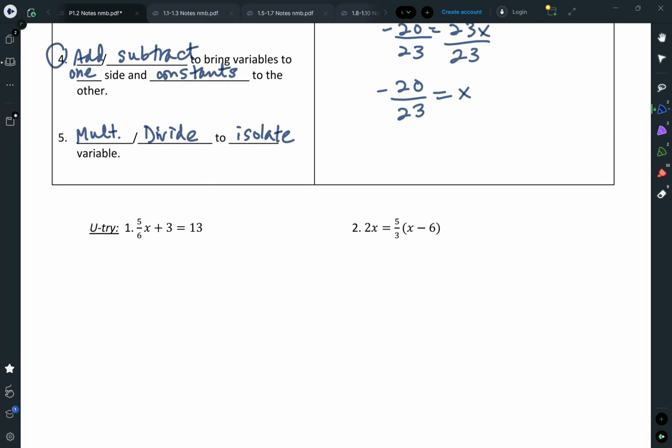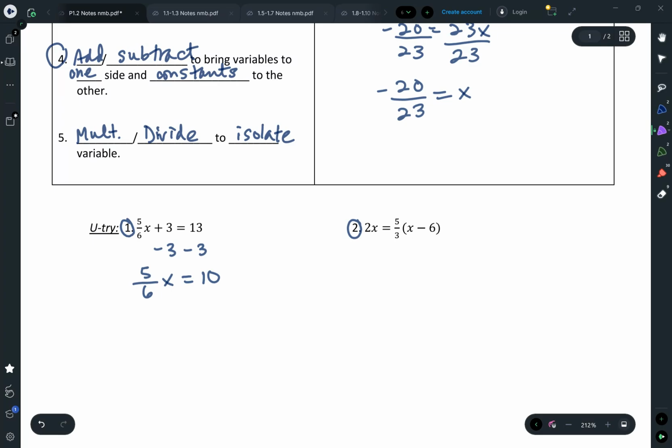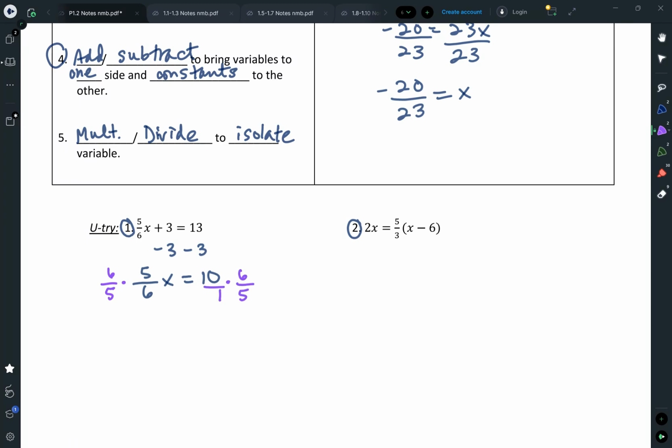On this one I have 5/6 x plus 3, and on the other one I have a 5/3 there. I don't like how close this number 1 is to the problem. It kind of looks like it's part of it. So on number 1, I would first subtract 3 on both sides. If you feel pretty confident, you could pause and try these two on your own. I would think with the fractions we might not be that confident. Then I want to multiply both sides by 6/5. I want to multiply by the reciprocal.